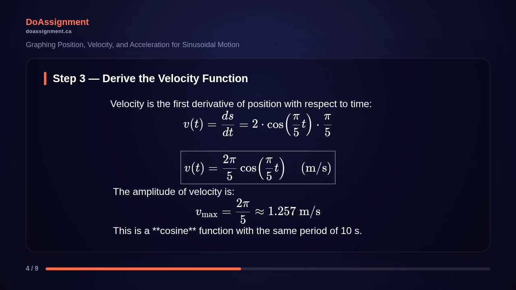To find velocity, we differentiate the position function with respect to time. Using the chain rule, the derivative of 2 sine of pi over 5 times t gives us 2 times cosine of pi over 5 times t, multiplied by the inner derivative pi over 5. This simplifies to v of t equals 2 pi over 5 times cosine of pi over 5 times t in meters per second. The maximum speed is 2 pi over 5, which is approximately 1.257 meters per second.